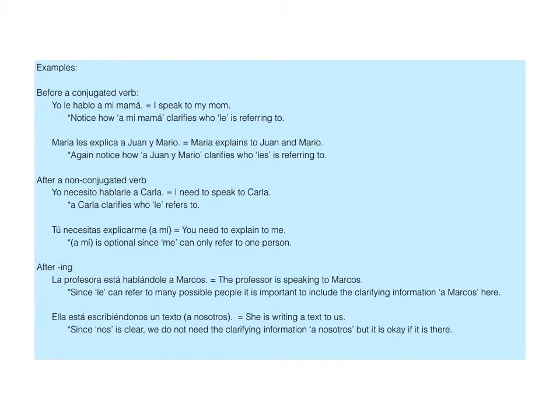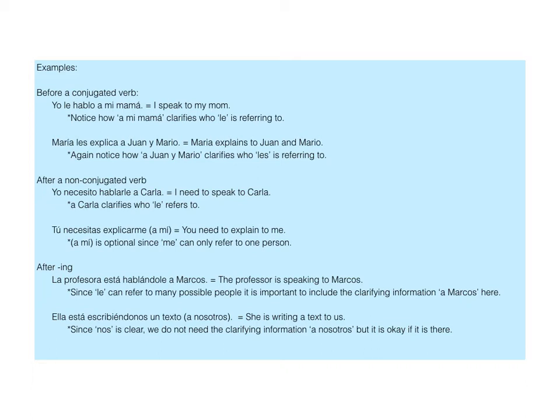Let's take a look at the next example. The next one says, María les explica a Juan y Mario. And that means Maria explains to Juan and Mario. Again, notice how a Juan y Mario clarifies who les is referring to. Again, if I were to simply say María les explica, that could mean Maria explains to them, a mixed group of male and female, or to them, a complete group of females. Or les could also express to you guys. So is it you guys or them?